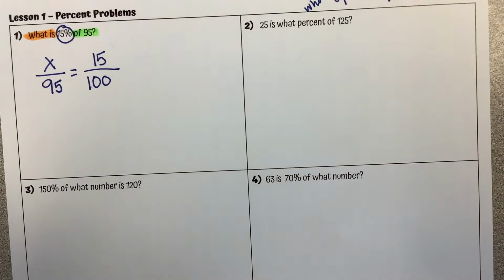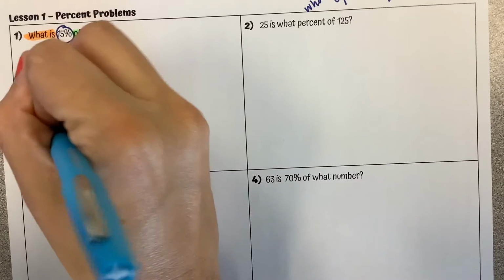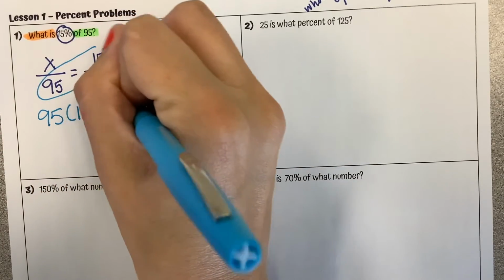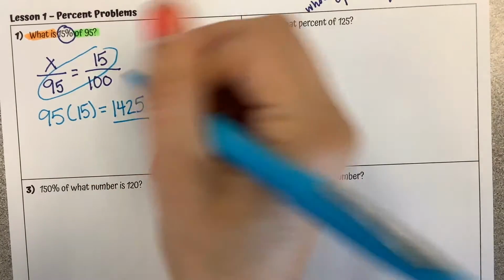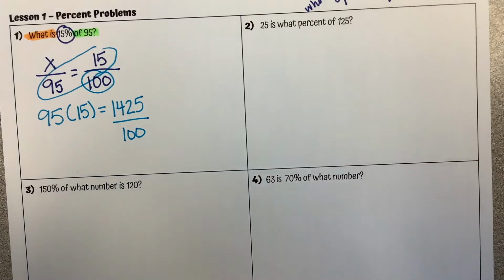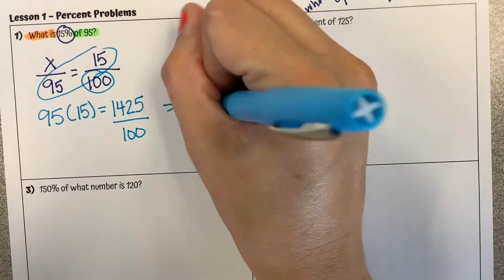And now I'm going to solve this proportion. I'm going to multiply 95 times 15 to get 1425. Divide that by 100, and I get 14.25.